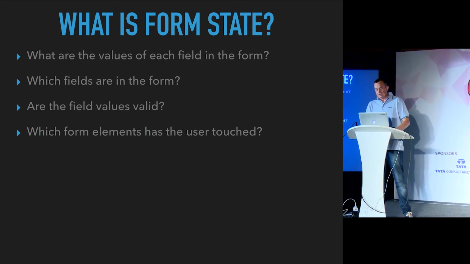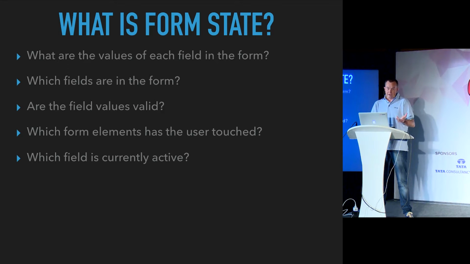Which form elements has the user touched? Has the user tabbed through your form? Because that helps in displaying errors. Like, you don't want to display an error unless your user has been there and passed it and needs to be reminded that they made a mistake. Which field is currently active? Perhaps you want to display a little tooltip next to an input to give more information about what they need to fill out.